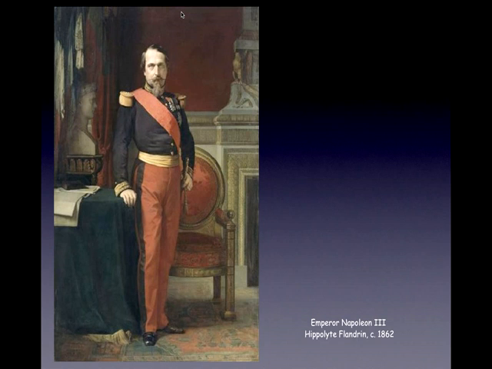This is a portrait of Napoleon III from around 1862. The only thing I'll say about it, because you don't have to know, although the artist Flandrin was a very important artist in the 19th century, all I would want you to know is Flandrin was a student of Ingres. So if you see any Ingres or David in this portrait, that's because it's a direct line down to him.